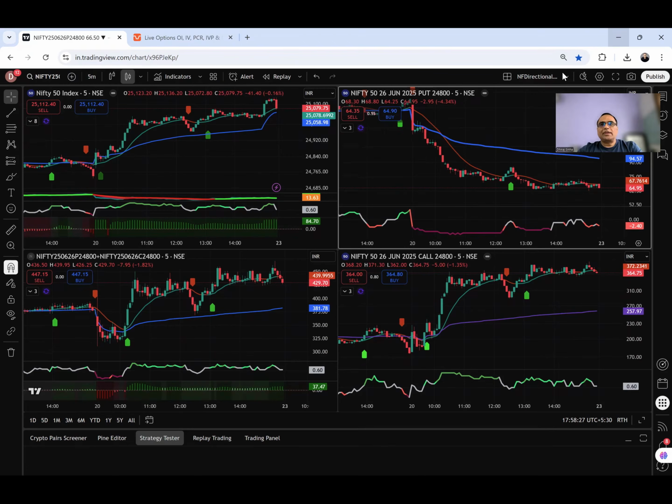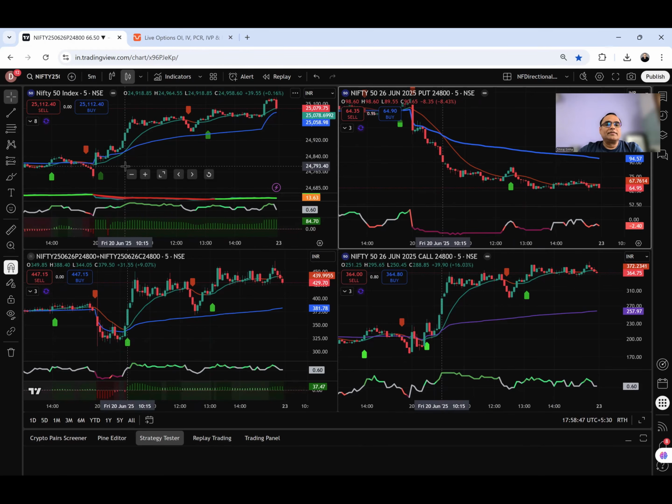Okay, so let me share my screen and let me tell you what are the things that I do and how do I factor this entire thing. Okay, you can see the setup that I use. This has 4 quadrants in this chart. The first thing that I look at is the Nifty 50 index. The second thing is, after the day open, I put the straddle chart. So you can say this is the Friday chart.